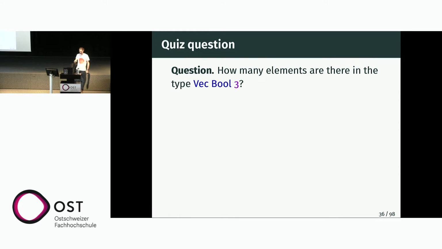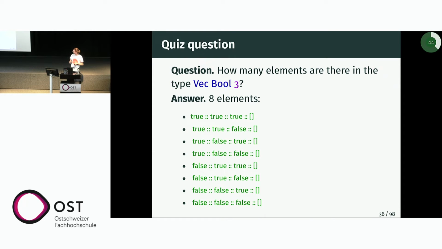Question for you. Let's suppose we look at this type of vectors of booleans of length 3. How many distinct elements are there in this type? 8, I hear. Yes, indeed. You have to give a vector of 3 booleans, and there are 8 different ways of doing that. There are no undefined or partially defined elements here because we're in a total language. So these are the only 8 elements of this type.